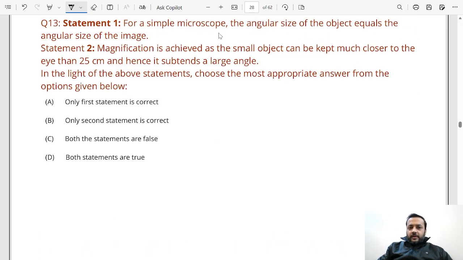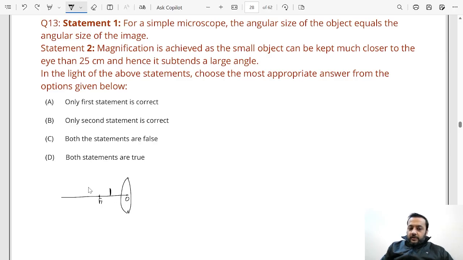Here, for a simple microscope, the angular size of the object equals the angular size of the image. Now this is correct because a simple microscope is nothing but a convex lens, and when we use a convex lens as a microscope, it is ensured that the object is kept within the focus. Suppose this is the first focus of the convex lens, then the object is kept between the first focus and the optical center, so that the image is formed on this side. If you keep the object further to the left, then the image will be formed on the other side.